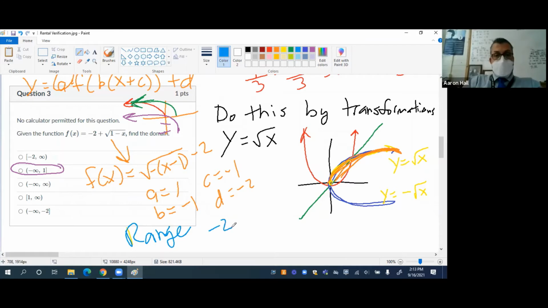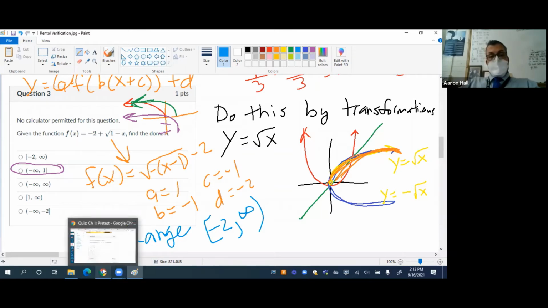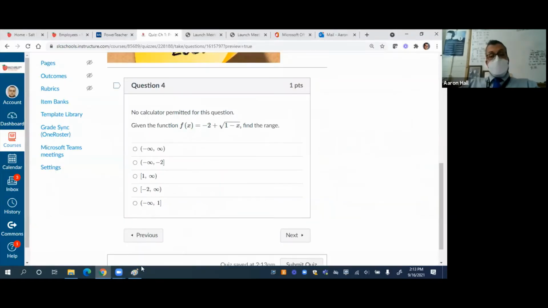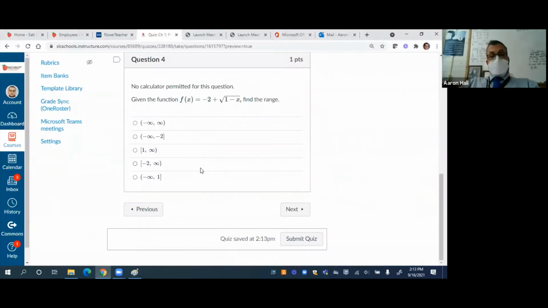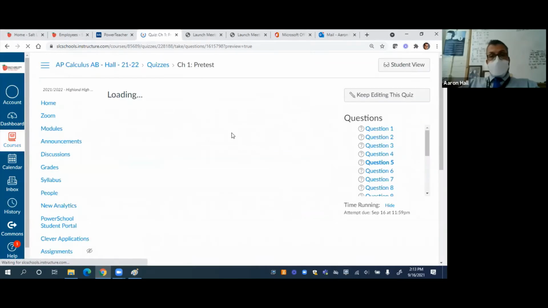-2 is included. How do I say it's included? Bracket, okay, comma. Infinity, yep, to infinity. The domain is the set of all x values. The range is the set of all y values. Moving on, unless you're still copying, let me know. Okay, let's move on to the next one.